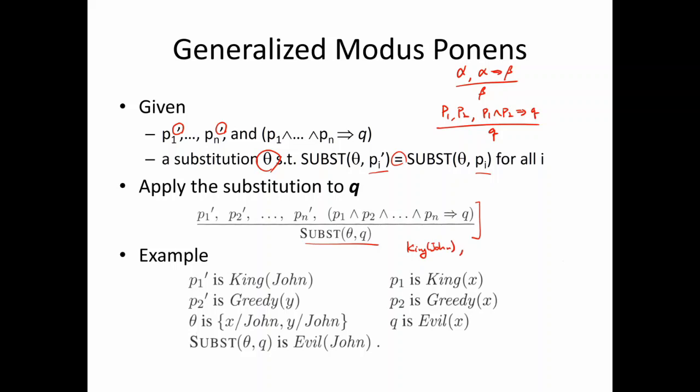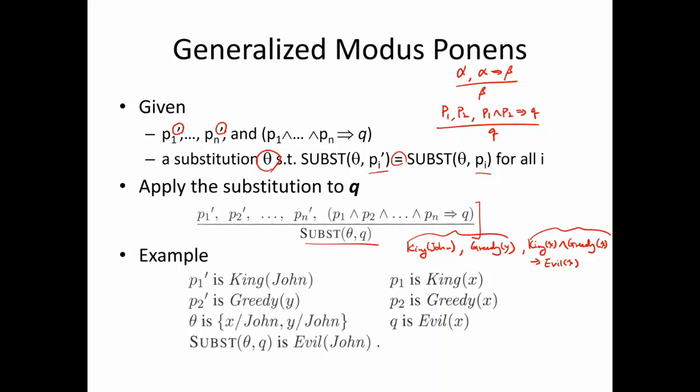And then P2 prime is greedy Y. And then we have an implication from P1, P2 to Q. So we have King X and greedy X implies evil X. We can't use modus ponens right away because these don't match up with these. So we need the substitution theta that will match those up.